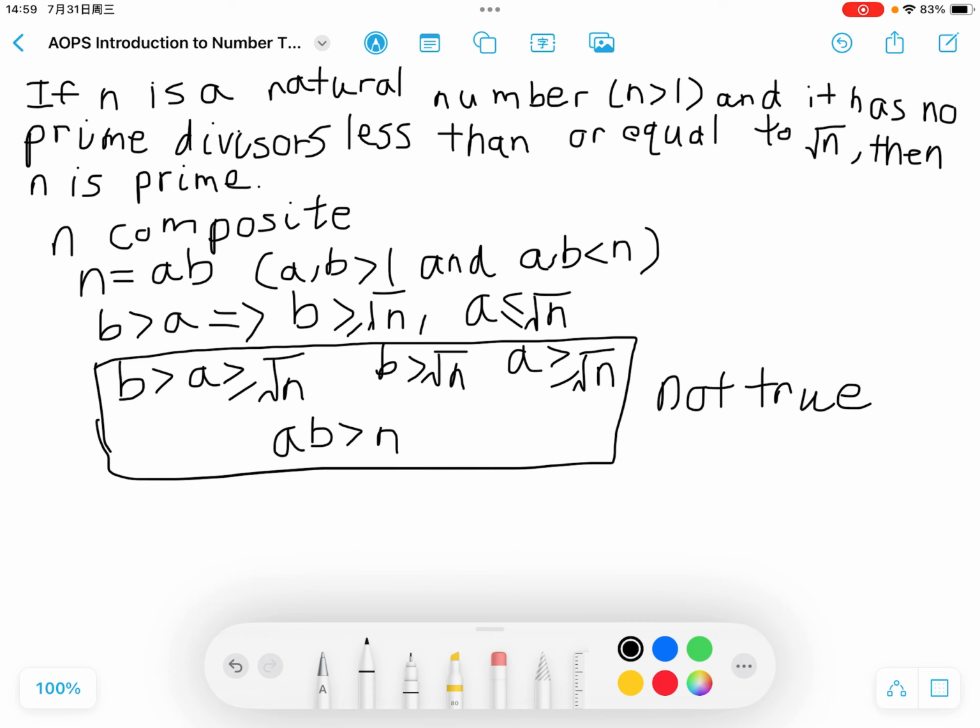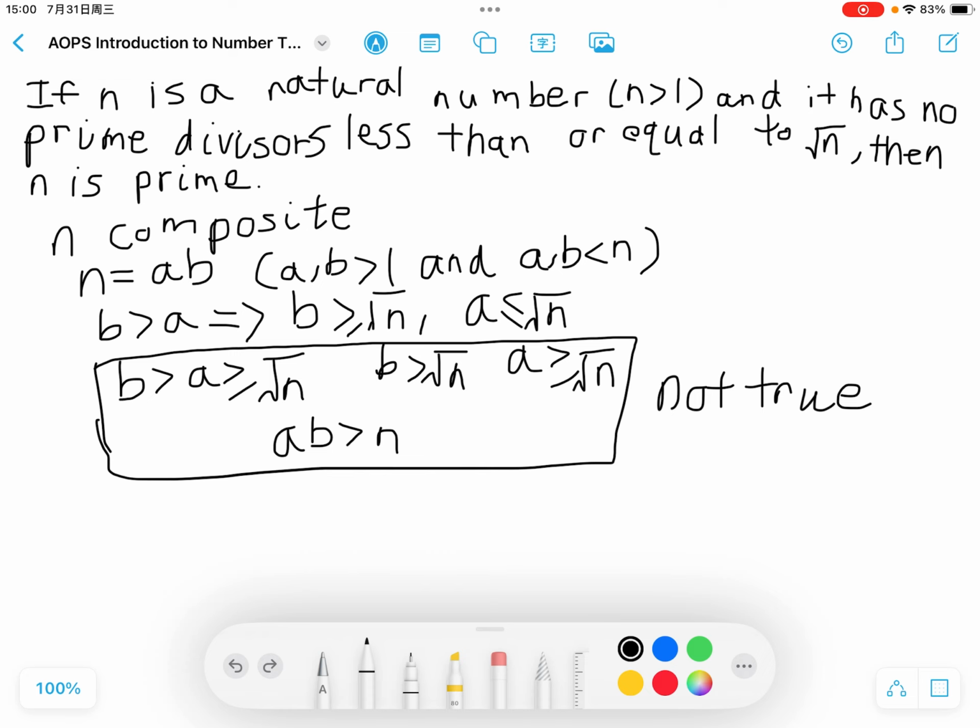Since that's not true, we know that one of a and b, in this case a, because a is less than b, has to be less than or equal to root n, while the other is larger or equal to root n. Okay, so now we've proven this part above. When n is a composite, we have b is larger or equal to root n and a is less than or equal to root n. So that means any natural number n which is not a composite and is greater than 1 is going to be a prime number.